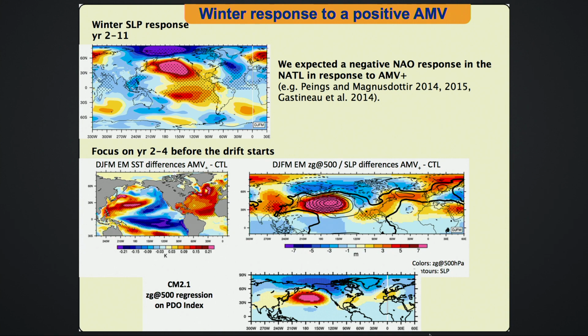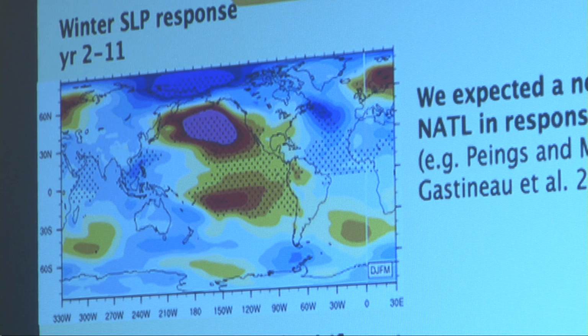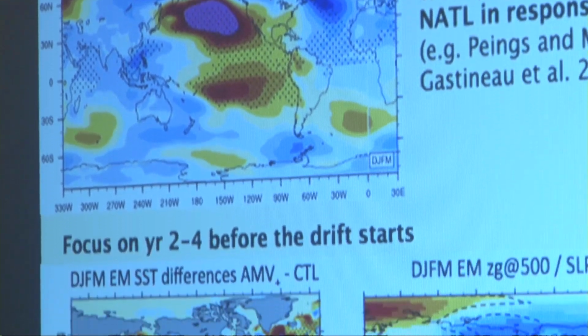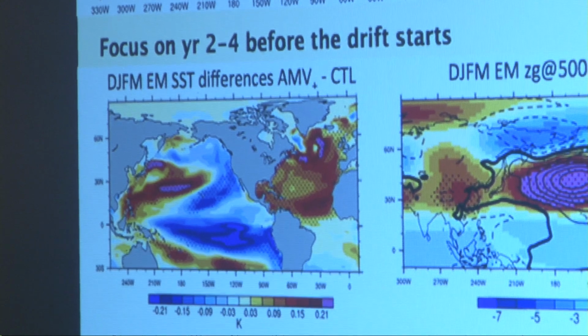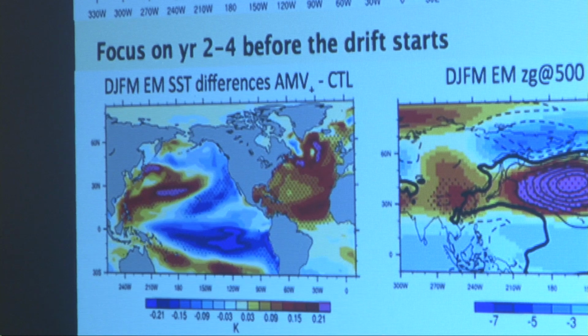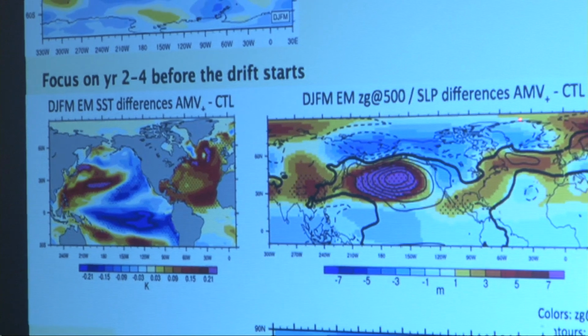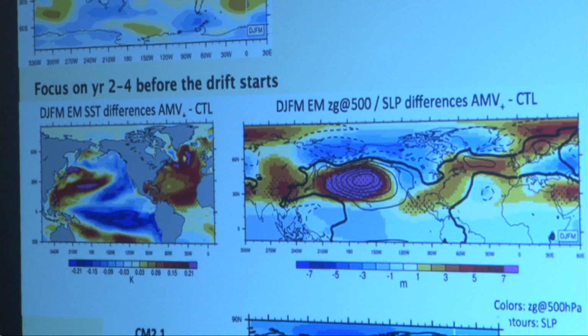And actually, this is for 10 years, but as I showed, there's this drift that starts. To make sure I'm not contaminated by the drift here, I'm going to focus just on the first 4 years, just before that drift becomes significant. So if we look at the sea level pressure averages over the first 4 years of the simulation, and the difference again between AMV plus and the control, this is 500 hectopascal in shading, and controls our sea level pressure. We found that we have a positive NAO in winter here. So it's exactly the opposite to what we expect.